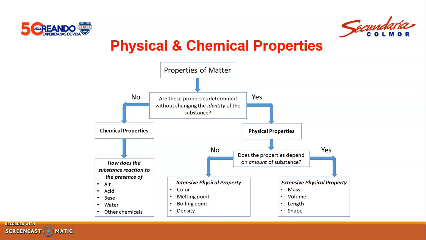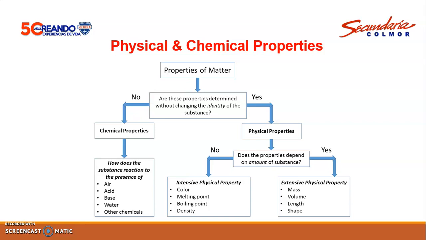Okay, so on the upper side of the chart it says properties of matter, right? So the first question is, are these properties determined without changing the identity of the substance? If the answer is no, then you are talking about chemical properties, right? And then there's another question, of course, that we are not going to concern ourselves with today. But on the right side of this chart, you have the answer yes. So if the answer is yes, when you don't change the properties of the substance, then you are talking about physical properties.